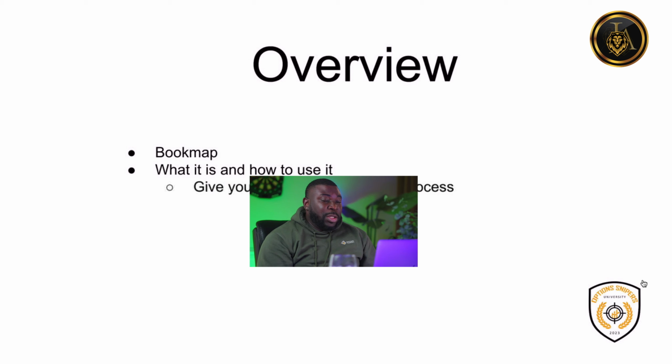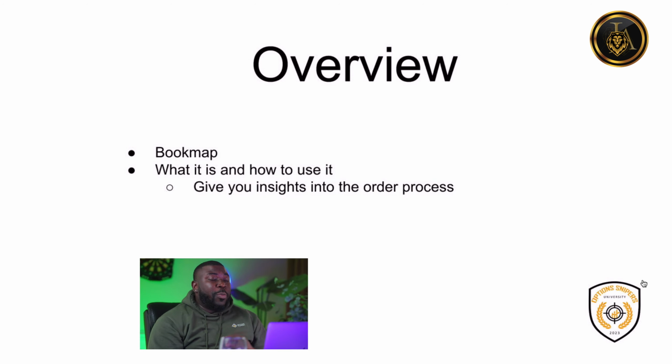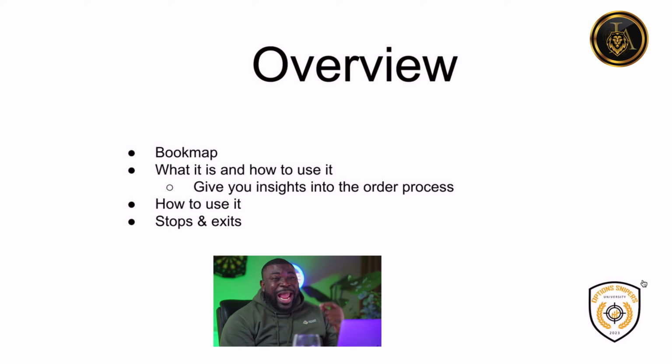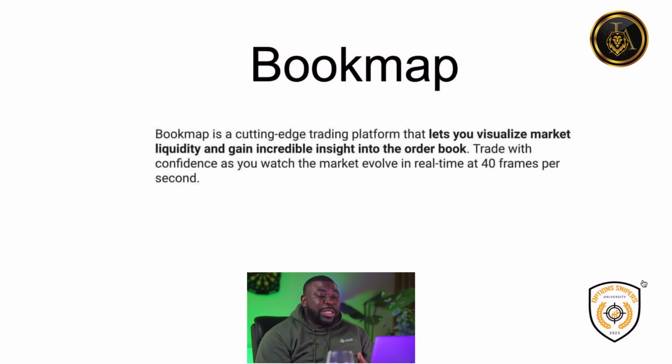Listen, we're going to be talking about Bookmap today, guys. This is literally a cheat code. It's a cheat code, and this is the reason why: it gives you an insight into what the market is actually doing. So let's get into it, guys. Bookmap, what is it, and how to use it. Super important. It gives you insights into the market's order processes, and also how we use it for stops, exits, entries, and things of that nature.